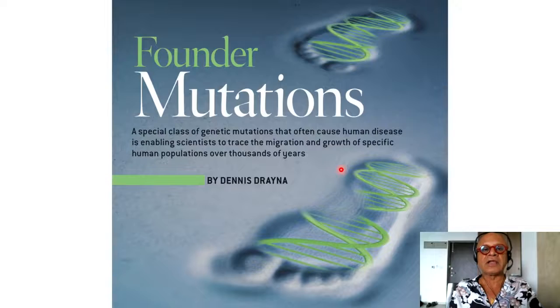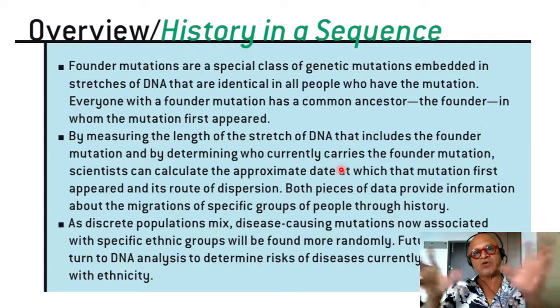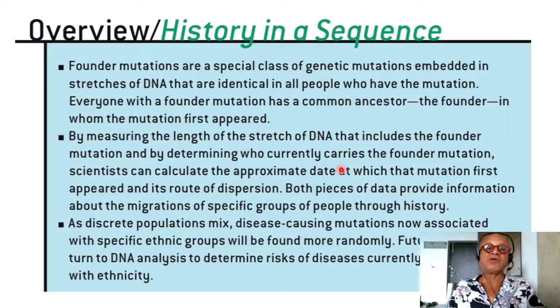So it's again like using mitochondrial DNA as a molecular clock to go back and do that, or use haplotypes to see how populations migrated and mixed around. So history in a sequence in terms of overview. Founder mutations are a special class of genetic mutations embedded in stretches of DNA that are identical in all people who have the mutations. So these are haplotypes that are getting passed around.